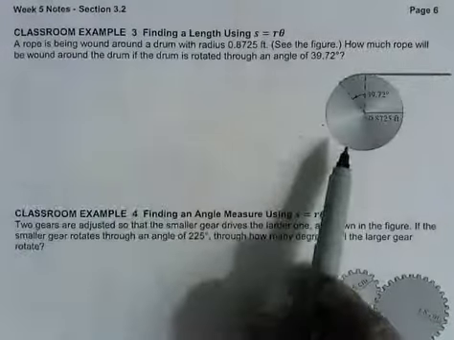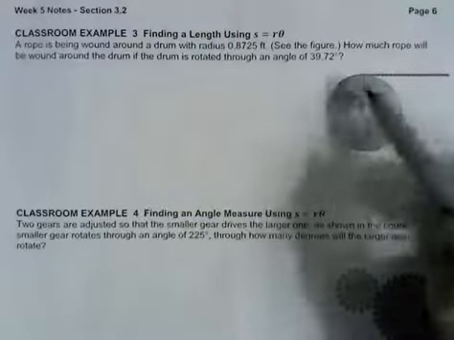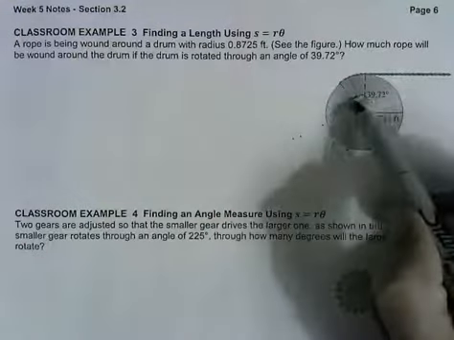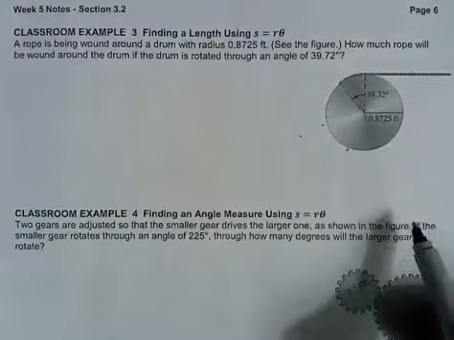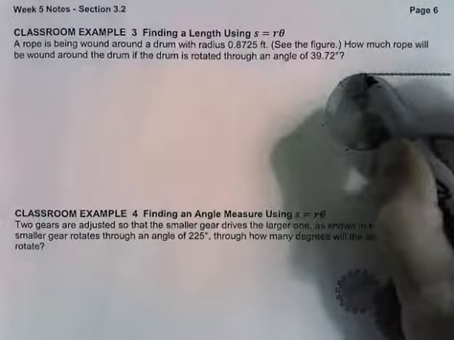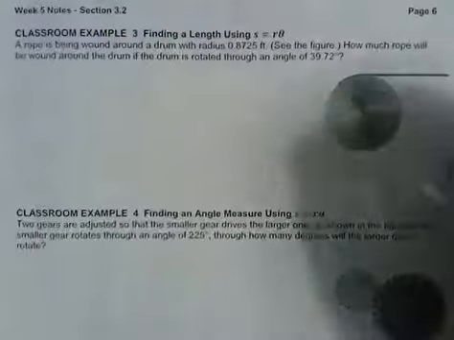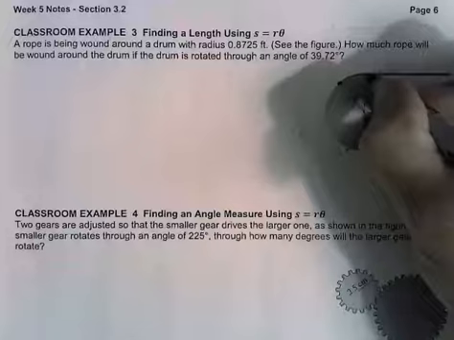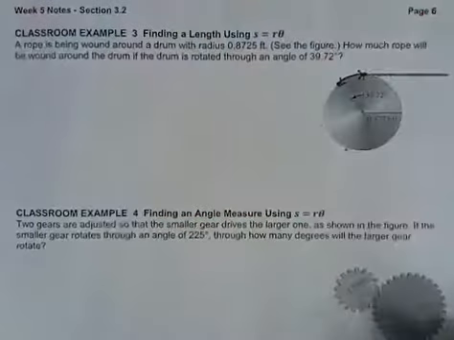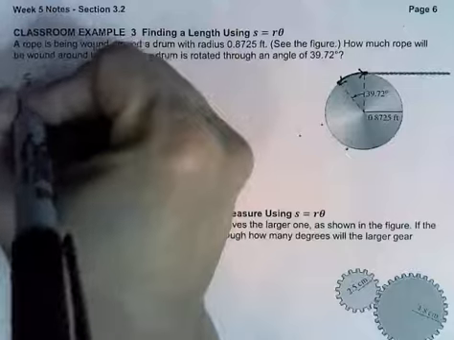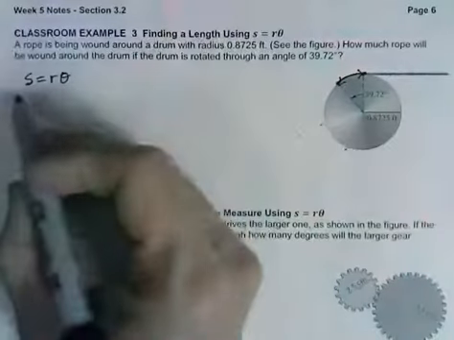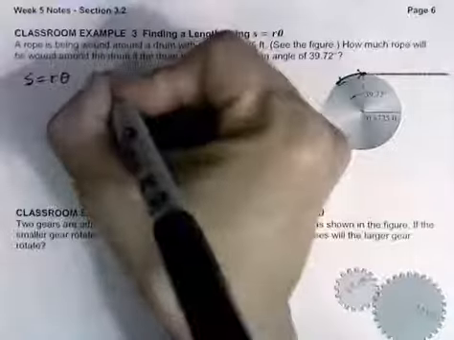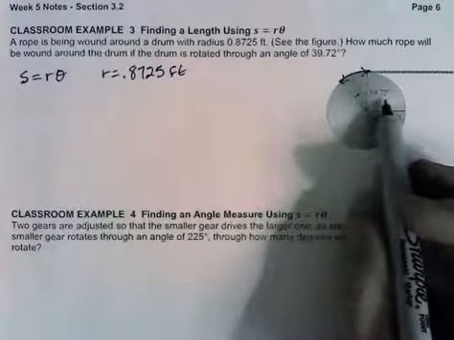Let's look at another example. In this one, we have a rope that's being wound around this drum. We know the radius of the drum, and the question here is if we rotate the drum by 39.72 degrees, then how far will the rope be wound around it? So really what we're trying to find is the length of the rope from here to here, and that's an arc length. So we're still using our formula s equals r theta, and we're trying to find the s. The r is 0.8725 feet. For the theta, we need to convert this degree measure to radians.